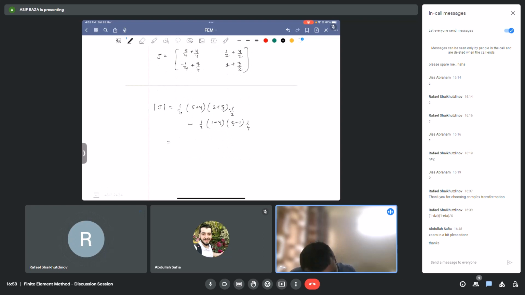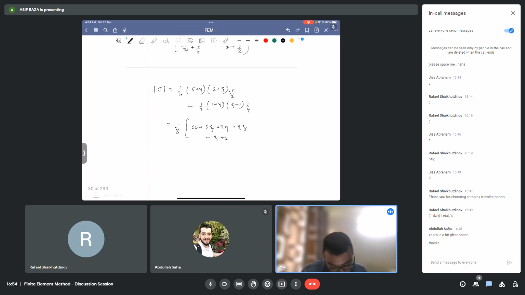Okay, so I can take 1 by 8 outside, and this would be equal to 10, 5 xi plus 2 eta, xi minus 1, xi minus 1, and okay, so xi minus xi plus 1, minus 1 minus xi minus plus 1 and minus eta, that will give me minus eta xi and plus eta. It's eta plus eta, yes.